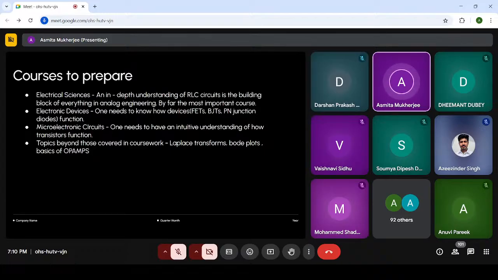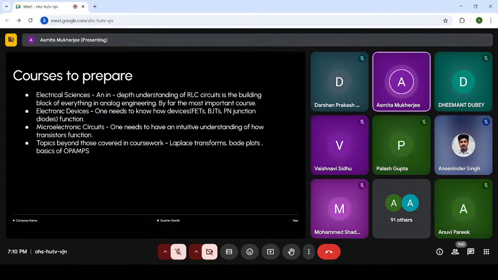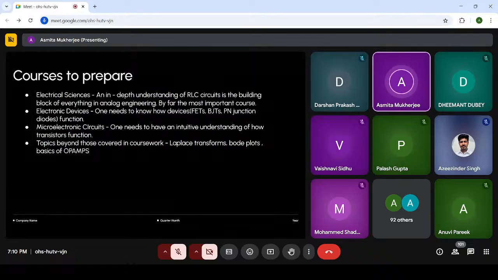That is what is very important, so you need to have a very in-depth understanding of that. For courses to prepare, the most important course is ES. You really need to have a very good understanding of RLC circuits. I think 70% of the questions, both in the OA as well as the interview, are from RLC circuits only. So you really need to have a very good understanding of how circuits function.